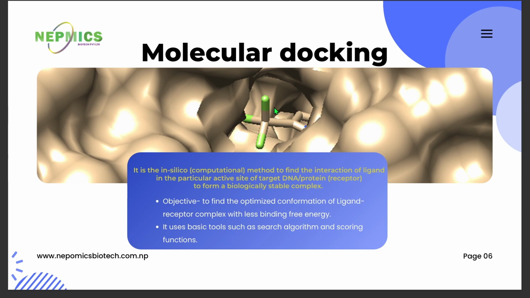So the tools, or you can say docking tools, will give you different conformations of the ligand molecule in the active site of the protein. Based on two major things that we have already discussed, we will select the best conformation. So molecular docking is done to find the best conformation of a ligand molecule in the active site of a protein or receptor, whatever you want to call it. And it uses basic tools such as a search algorithm as well as a scoring function.